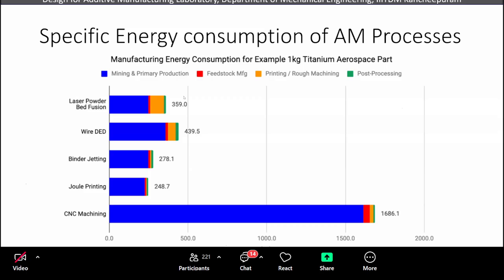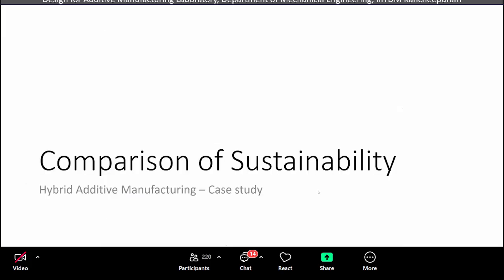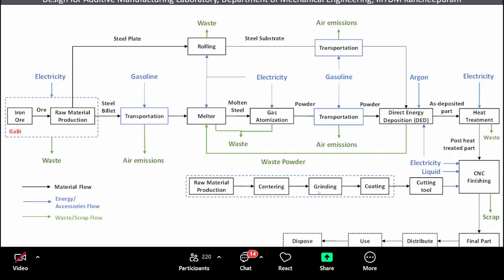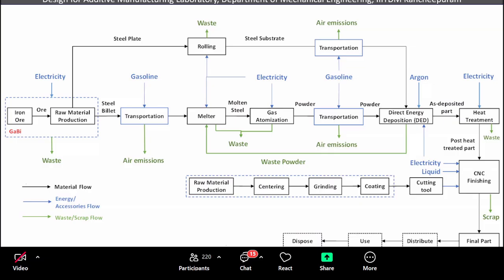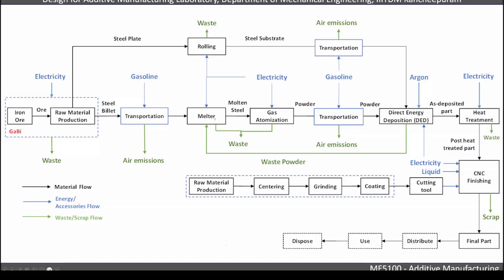And various life cycle stages are also shown, like what is its footprint. Then if you look at some case studies here, like hybrid, when you combine additive and subtractive together. So, for example, this is an additive plus subtractive process: you have iron ore which is being transported and melted, and using gas atomization, powder is produced and transported to a DED machine and then heat treated, right?